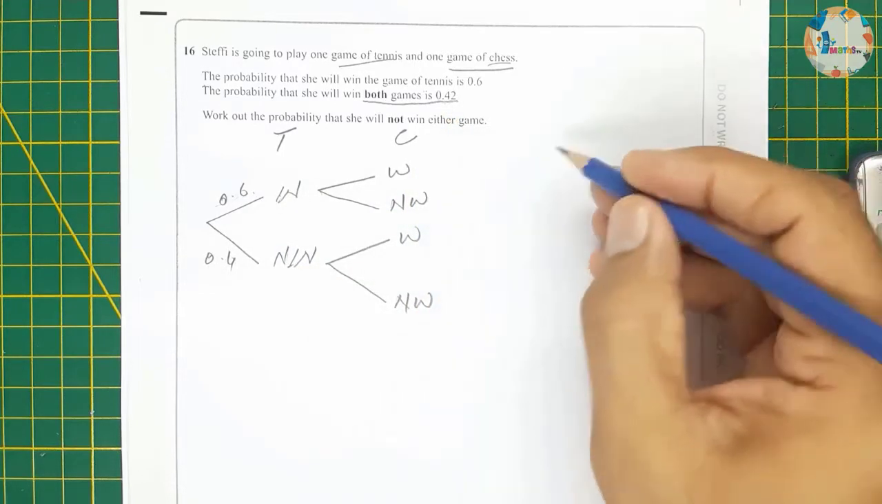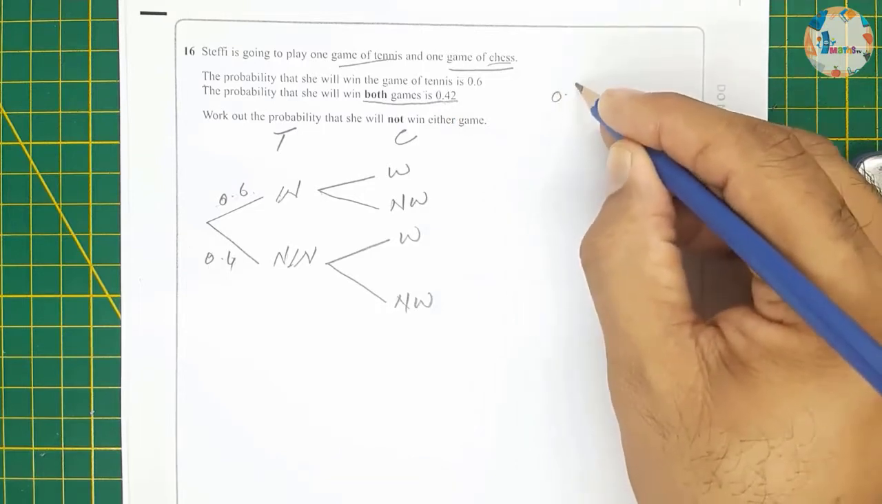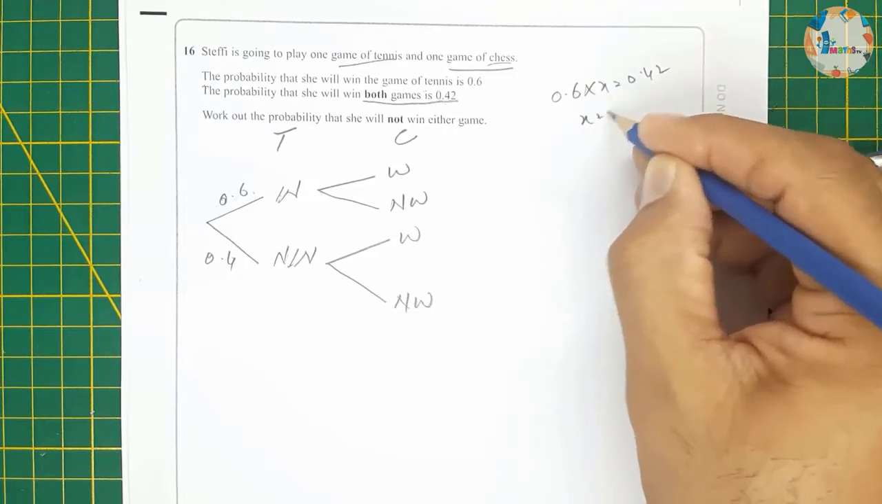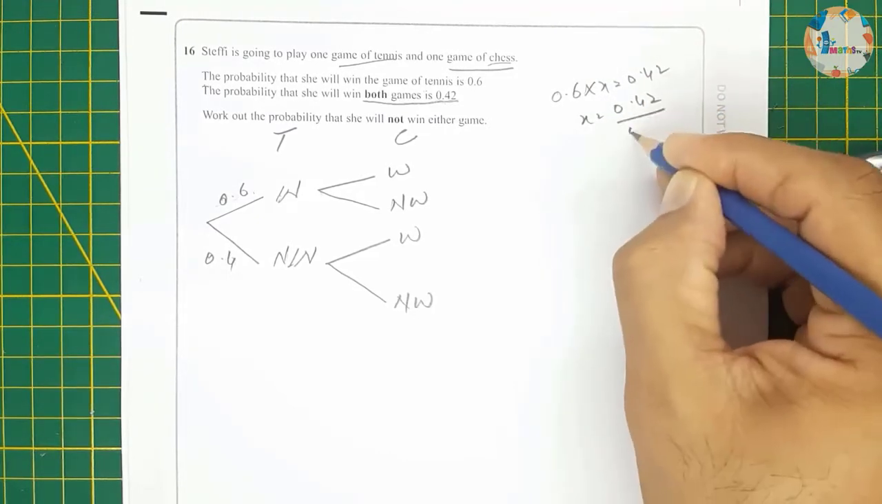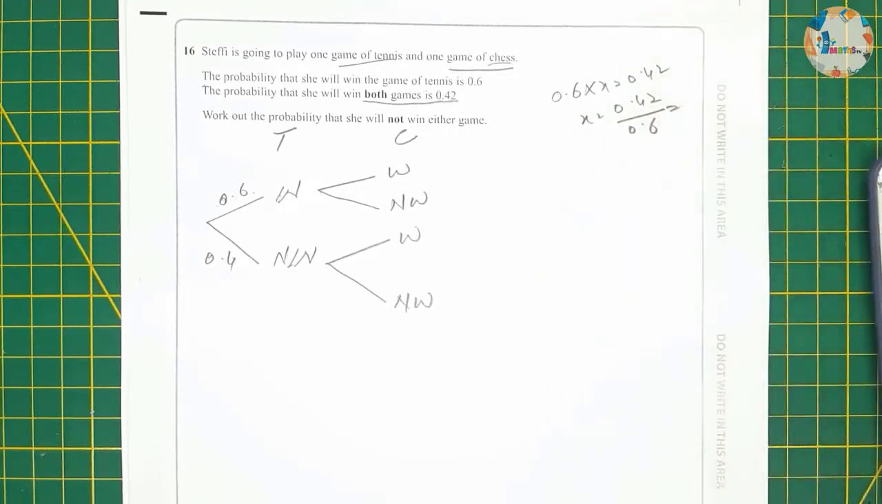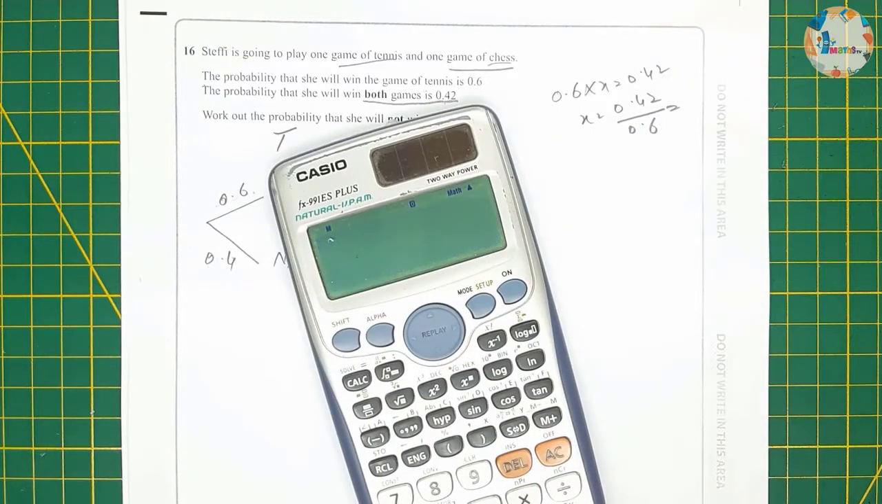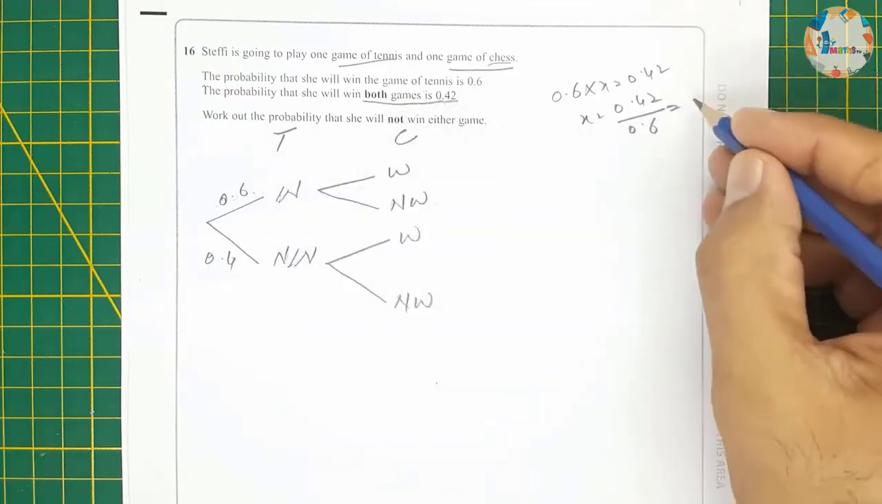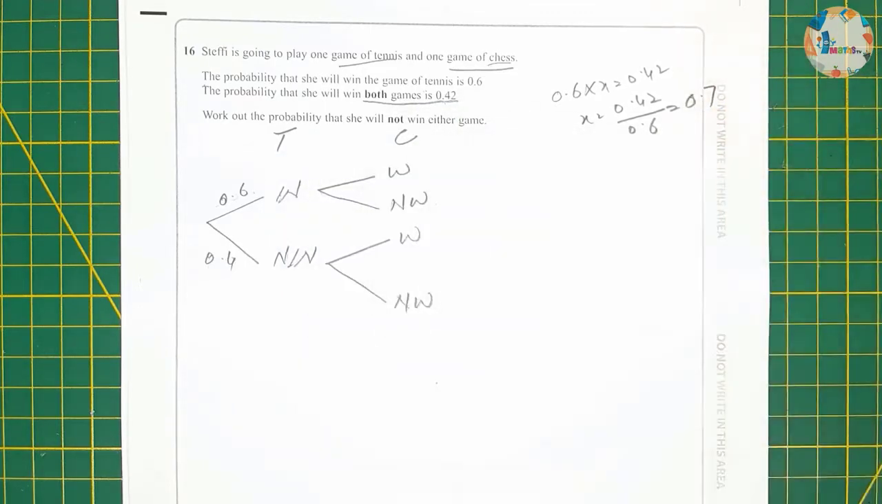0.42. It means that 0.6 into x will be equal to 0.42, so x will be equal to 0.42 over 0.6, which is equal to 0.42 divided by 0.6 will be equal to 0.7, so this will be 0.7.